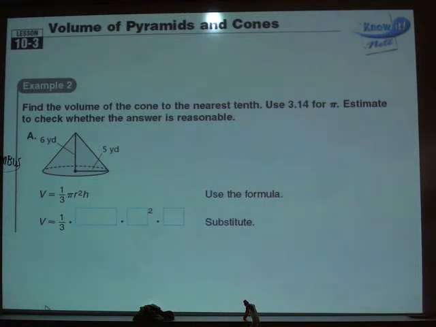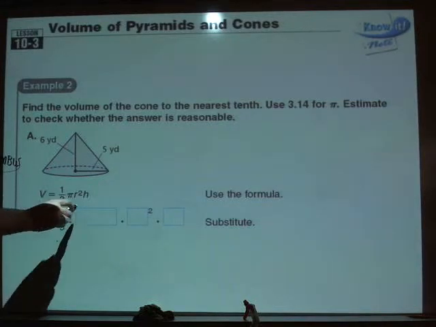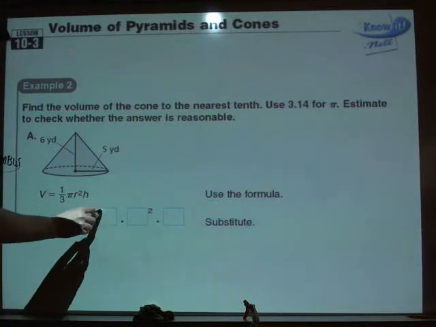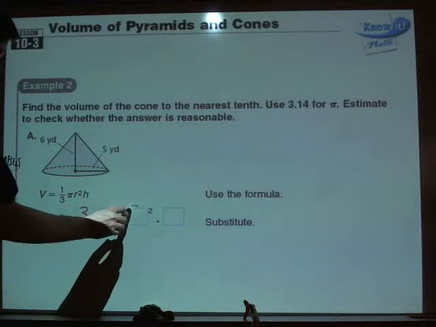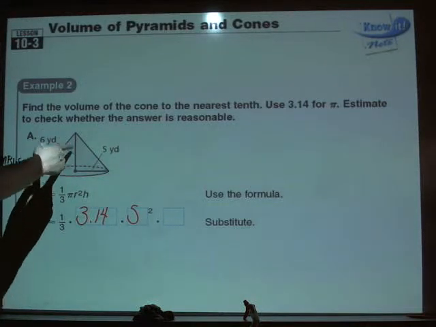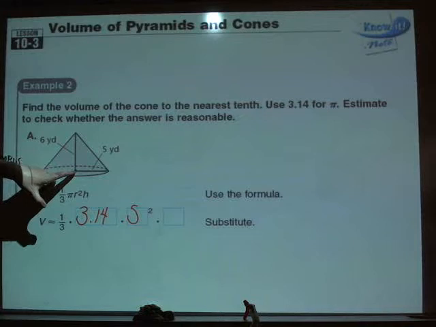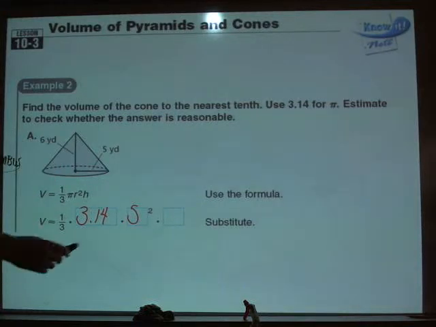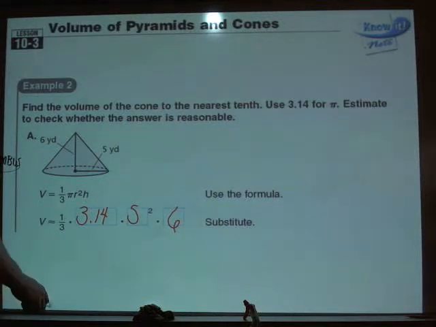So it says 1/3 times pi, which we already know is going to be 3.14, times the radius squared, 5 squared, times the height. Well, that's, again, just like in the pyramid, from the circular base all the way up to the tippy top, that's 6. So I'm doing 1/3 times 3.14 times 5 squared times 6.